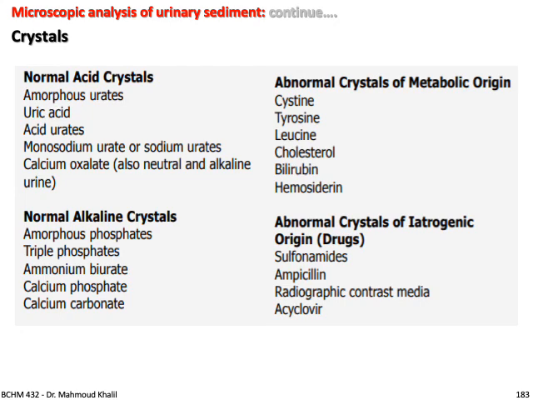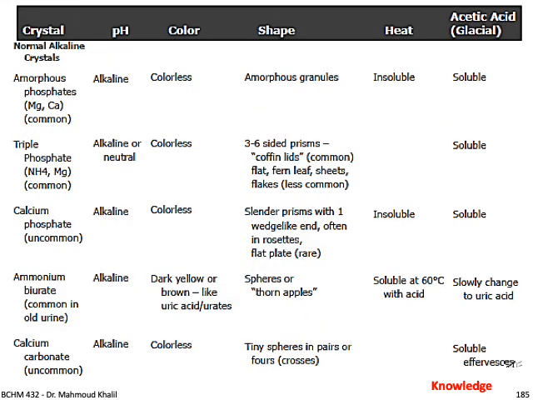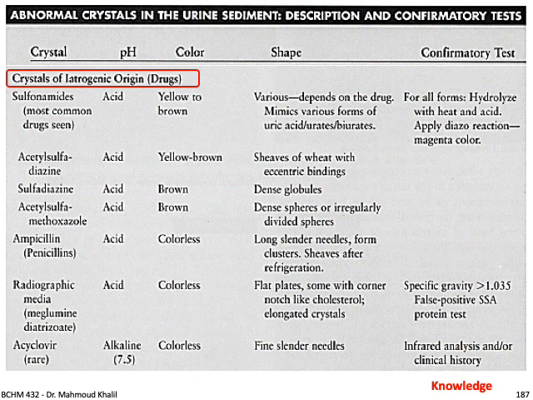Actually, these are all the names we just described. This table is for knowledge, to see how the presence of these crystals relates to the pH, the color of the urine, its shape, and the heat, alkali, and acetic acid reactions. As well, this table is for knowledge for the rest of the crystals. This table as well is for knowledge, to see the same and the tests needed for each type of crystal. It's only for knowledge. Same here, a continuation of the crystals.